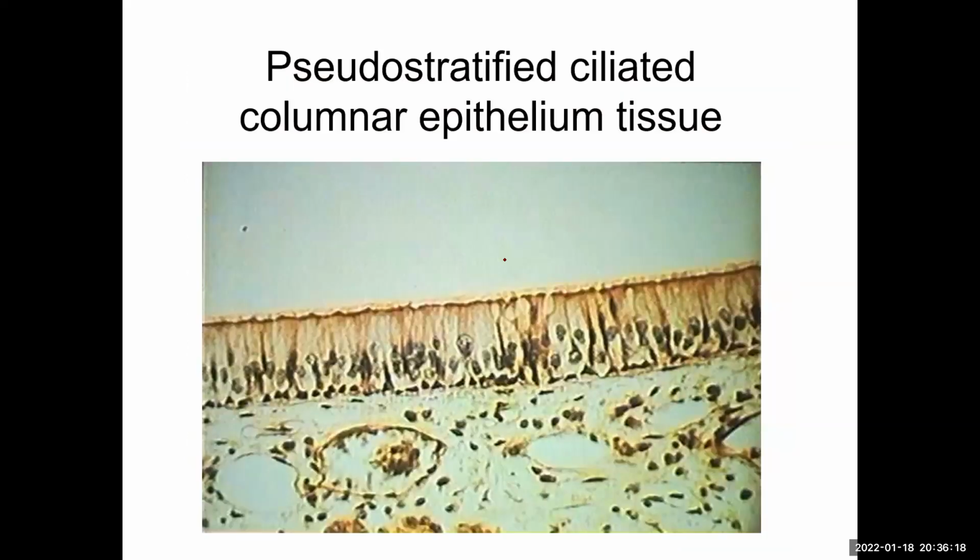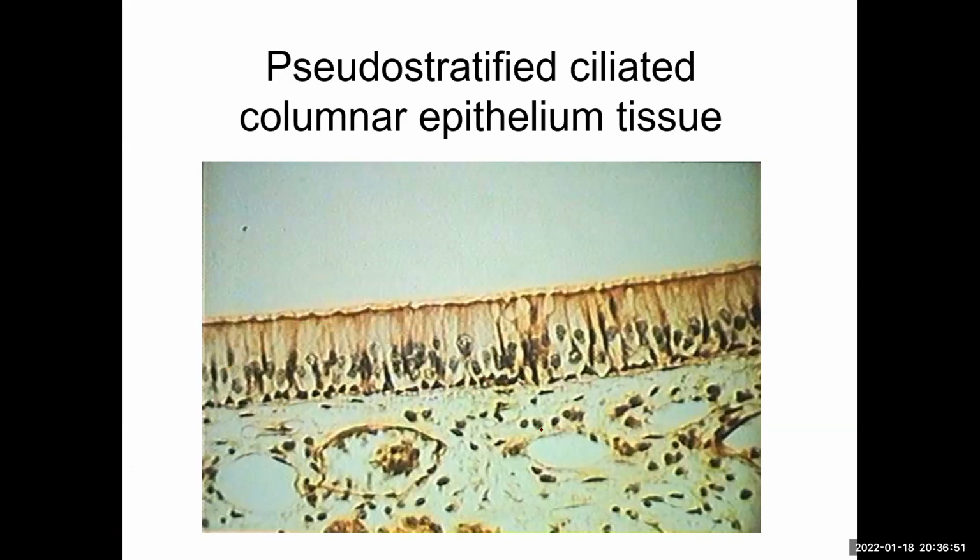And then, of course, we have our pseudostratified ciliated columnar epithelium. Right? This is the epithelium. Now, when you look at this picture, look, all of these nuclei are at different levels. Some are above, some are below. Those nuclei give it the appearance that it's several layers. Right? And it is not.